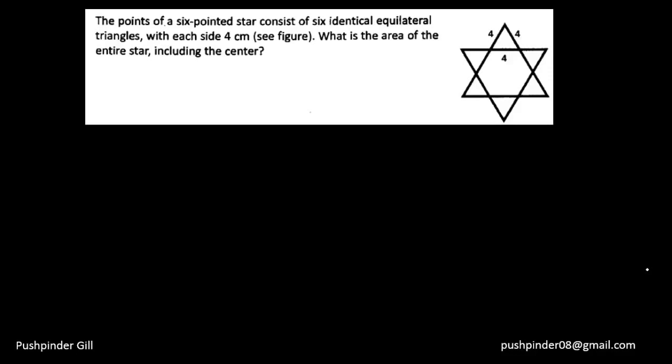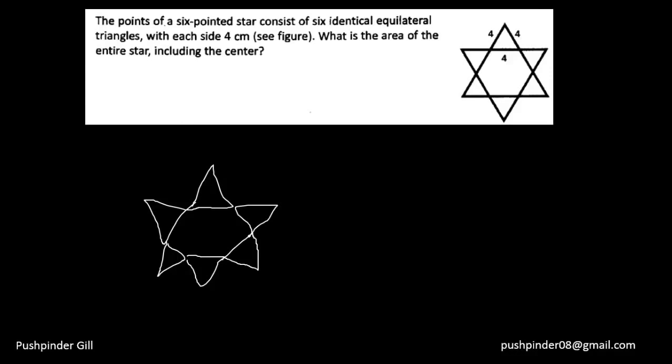Now let's see. This question says that this is a figure here, something like this, and it says that the star consists of these triangles, and they all are equilateral triangles. I'm going to draw like this. They all are equilateral triangles with side 4. And what is the area of the entire star?